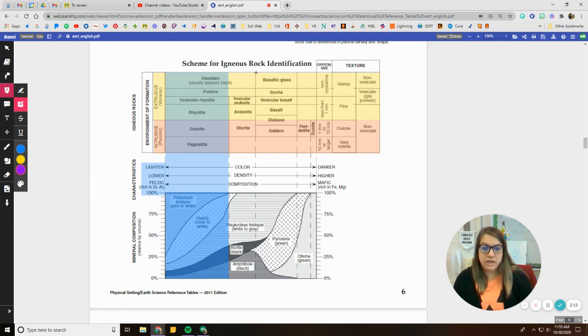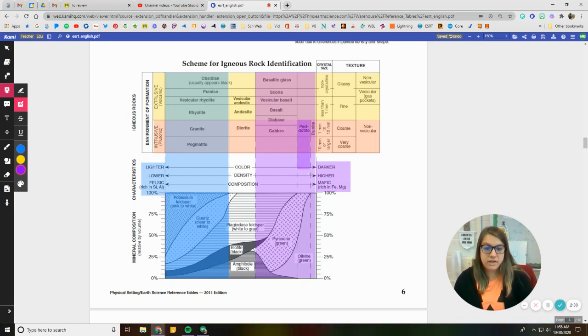Now, over here on this side, you have these rocks. These are all going to be your mafic rocks. They're darker in color, they're higher in density, and they're mafic. So they're rich in iron and magnesium. So these are all your mafic rocks over here. You've got basaltic glass, you've got scoria, vesicular basalt, diabase, gabbro, peridotite, and dunite.